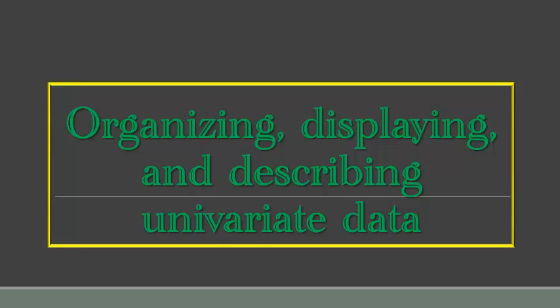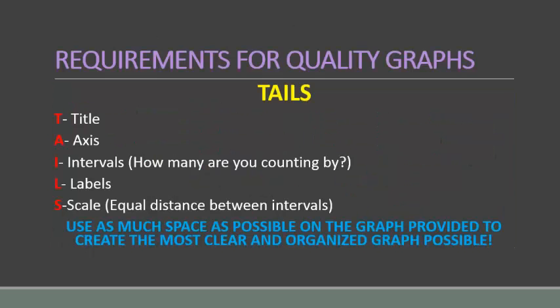Today we will be looking at organizing, displaying, and describing univariate data. Before we can talk about different types of graphs, we have to talk about the requirements for quality graphs. In order to remember these requirements, we use the acronym TAILS.